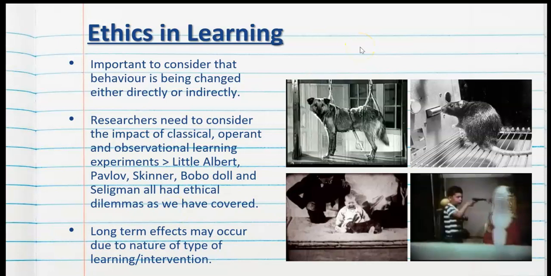Just to recap, the ethics in psychology include informed consent, voluntary participation, confidentiality, right to withdraw, debriefing, deception, accurate reporting, general well-being, and research on animals. As we have discussed in class, all of the experiments that we have covered in class breached at least one of these ethical principles, as we know today. It is expected that you know the ethical dilemmas of all of these experiments, because that may be examinable.